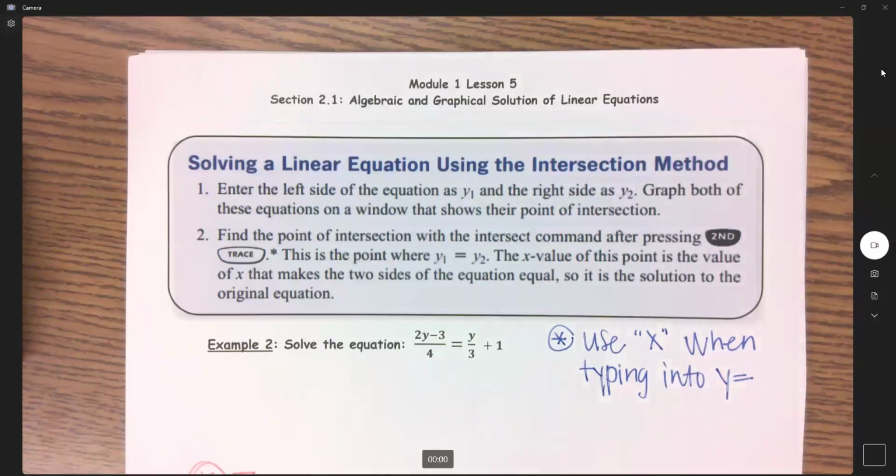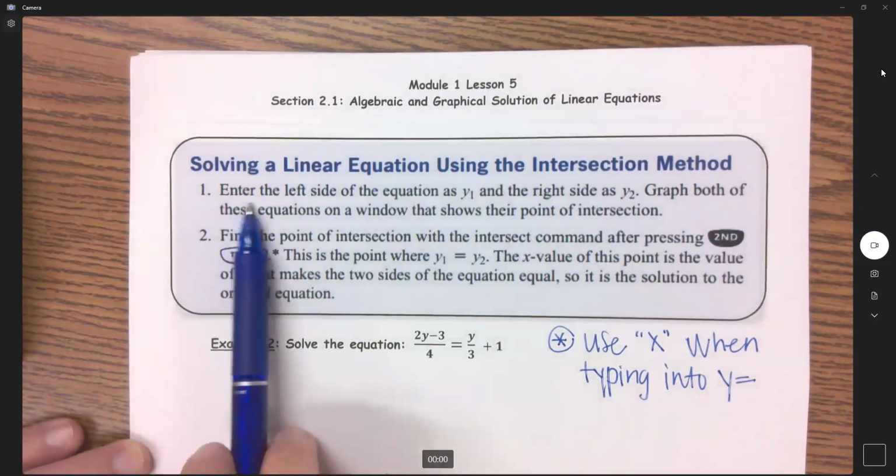Now we're going to solve a linear equation using the intersection method. And once we go over this example, we're actually going to go back to example 1 and verify our answer in our calculator for the one that we did by hand. So you have two steps here when solving a linear equation using the intersection method, and we're going to be using this quite a bit. When we're talking about linear equations or functions, we're mostly going to do those by hand. But once we get into quadratics and cubics and all kinds of other functions, the intersection method is going to be very, very useful.